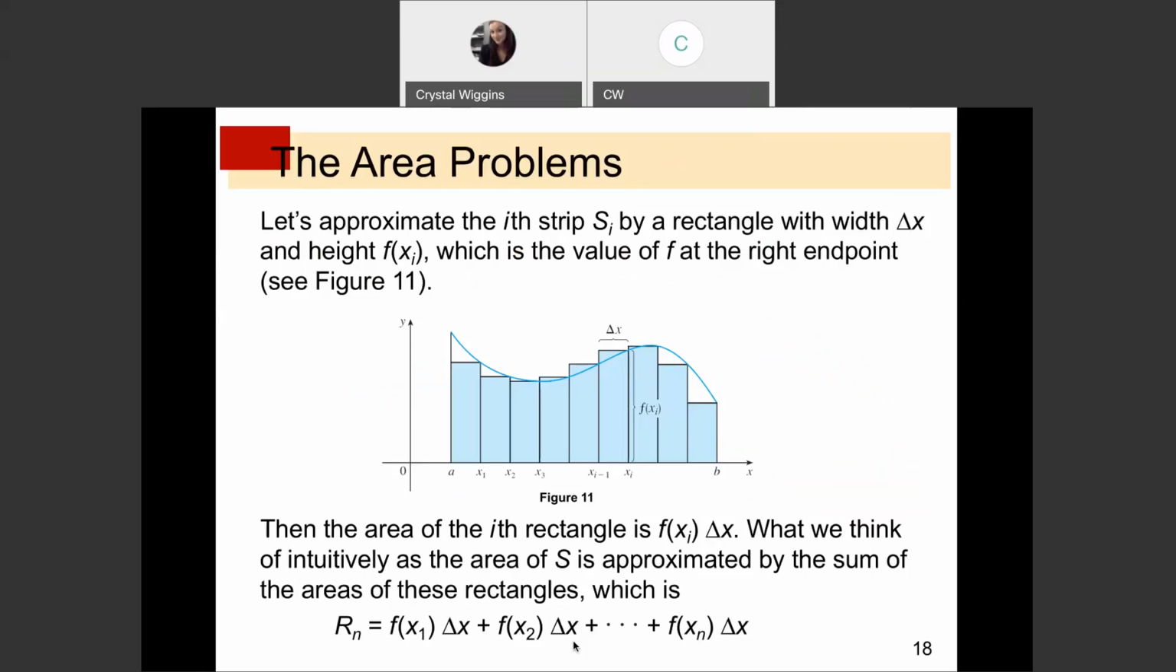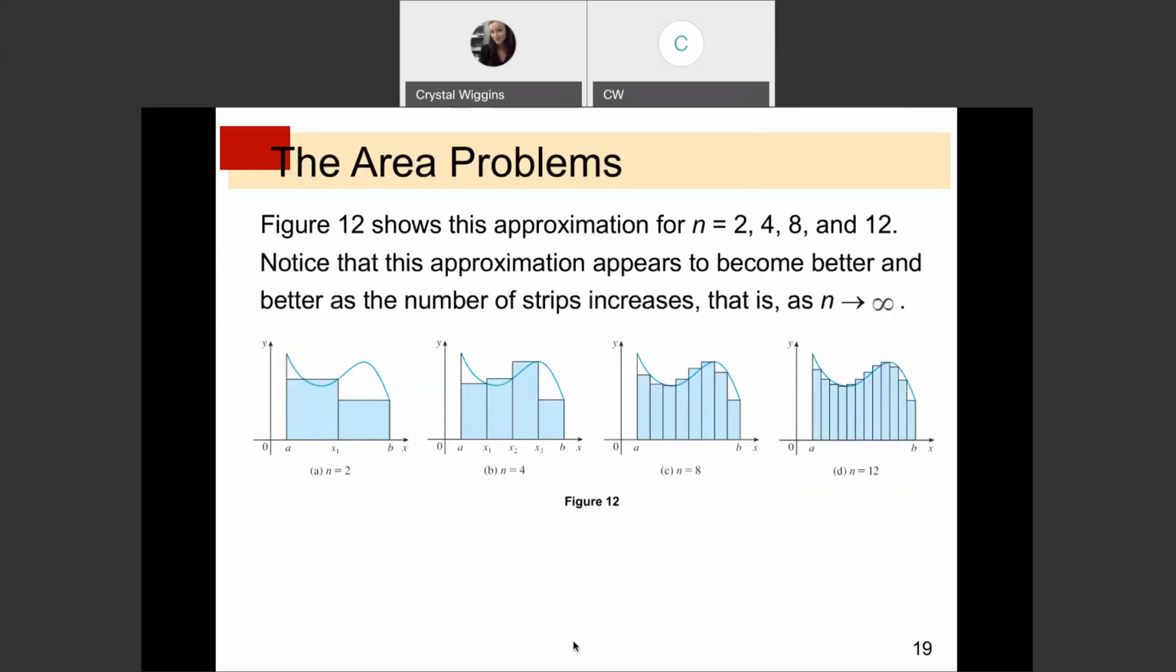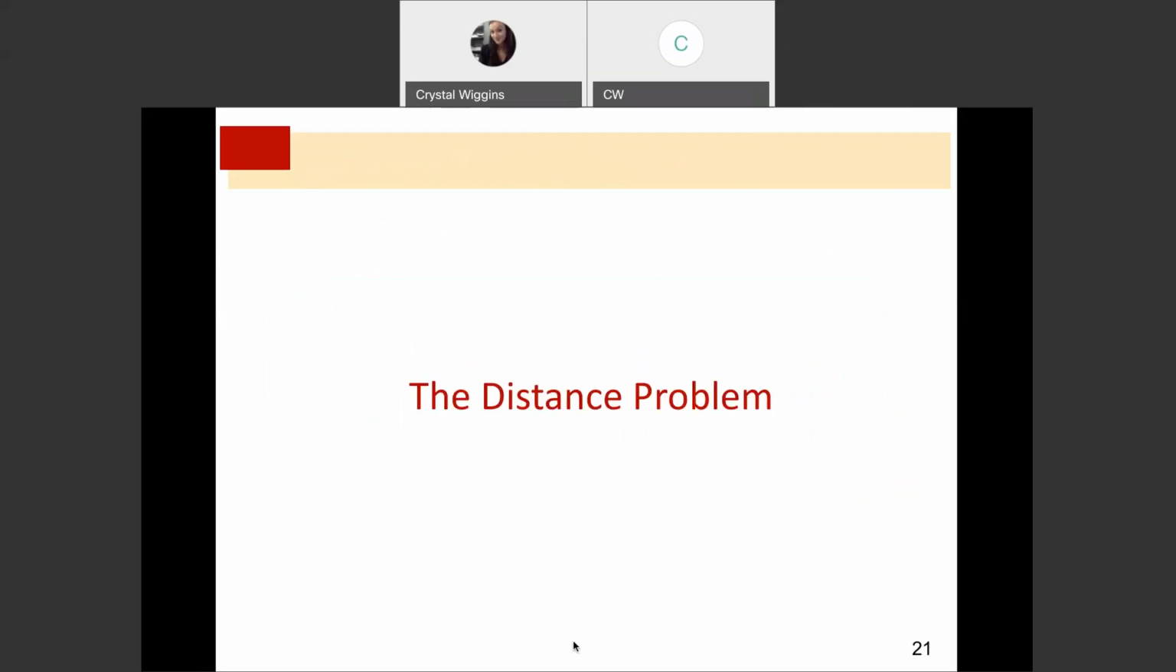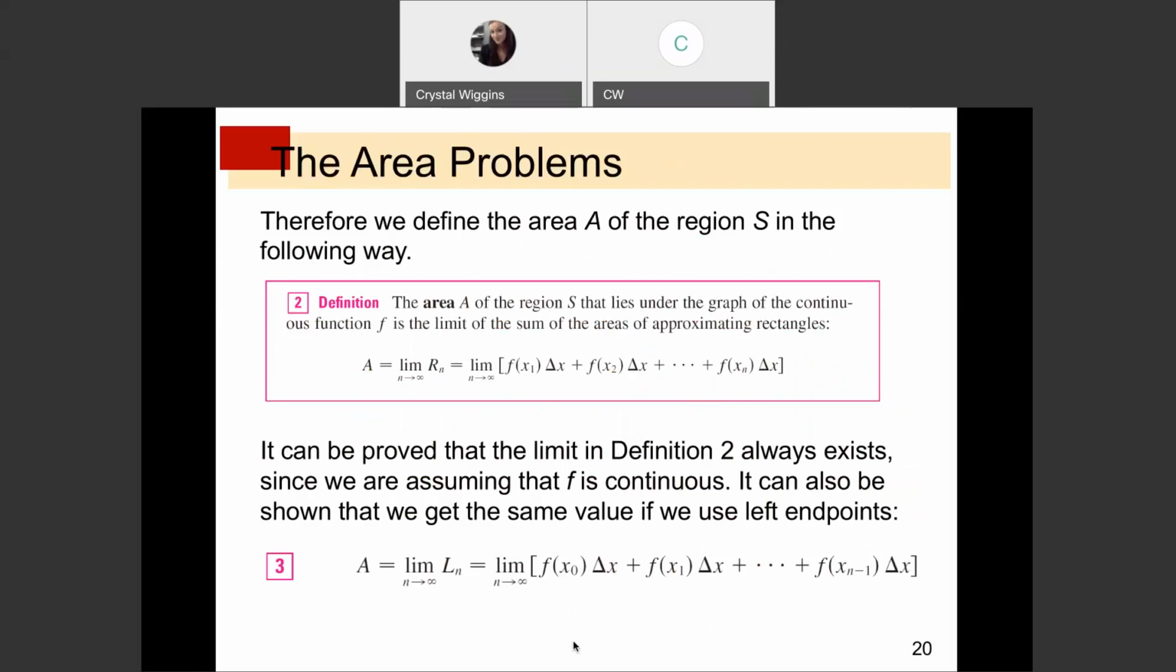Okay, let's do an example. So this is just more notes for you to read. See if we have another example in here, or if that's the only one we have. Oh, it looks like that's the only area example that we have.